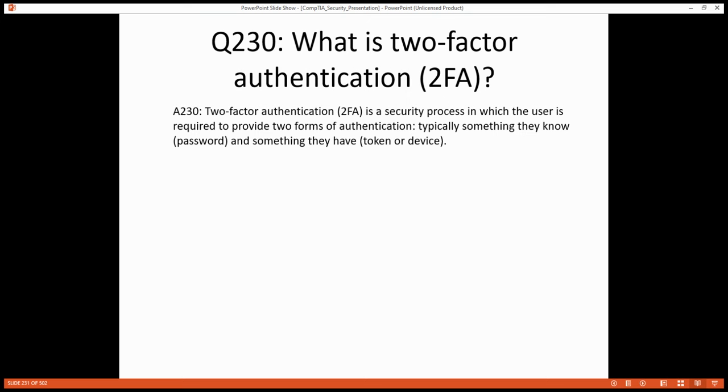Q230. What is two-factor authentication, 2FA? A230. Two-factor authentication, 2FA, is a security process in which the user is required to provide two forms of authentication, typically something they know, a password, and something they have, a token or device.